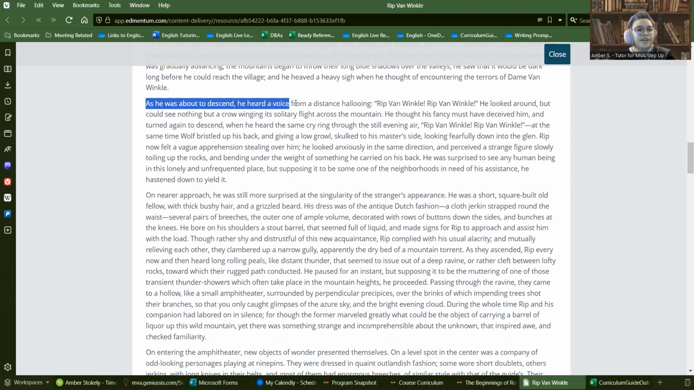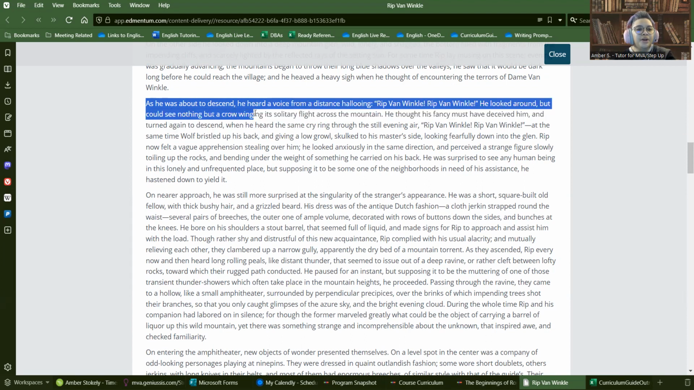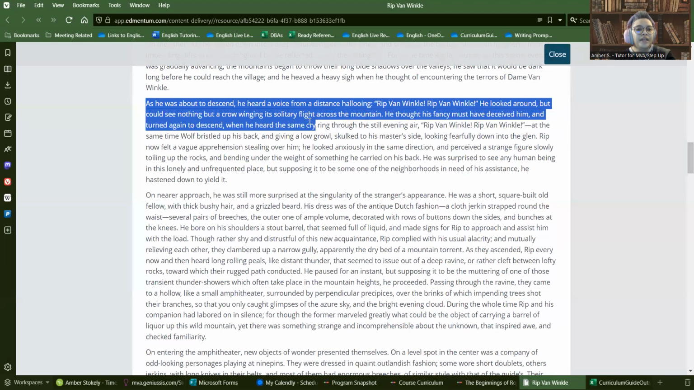As he was about to descend, he heard a voice from a distance hollowing. So it's basically someone like yelling, Rip Van Winkle, Rip Van Winkle. He looked around, but he could see nothing but a crow winging its solitary flight. Solitary means alone. So solitary flight across the mountain. He thought his fancy must have deceived him, so he thought his imagination was messing with him, and turned again to descend. So he's turning again to go down when he heard the same cry ring through the evening air. So he's hearing someone calling his name, Rip Van Winkle.